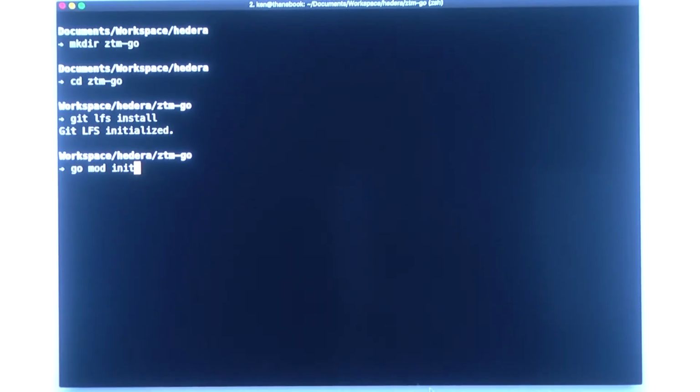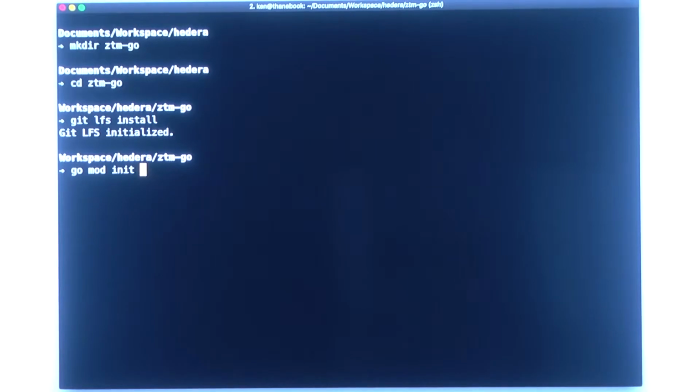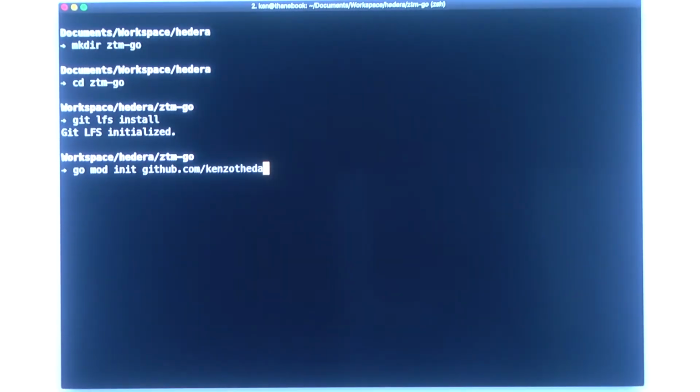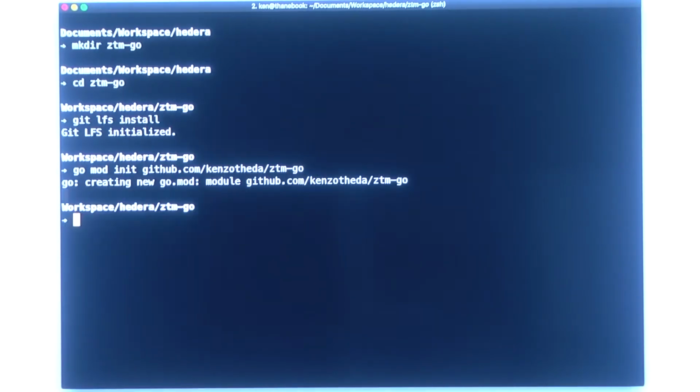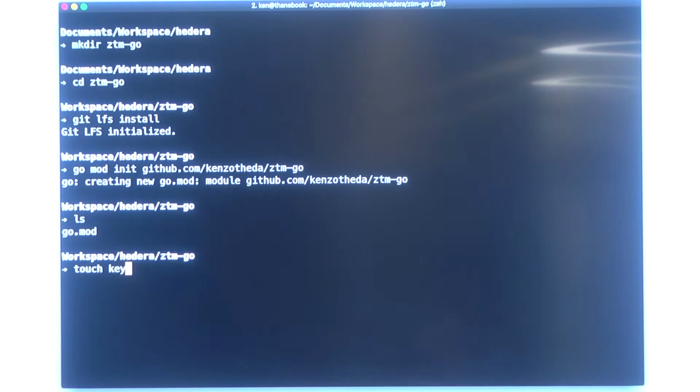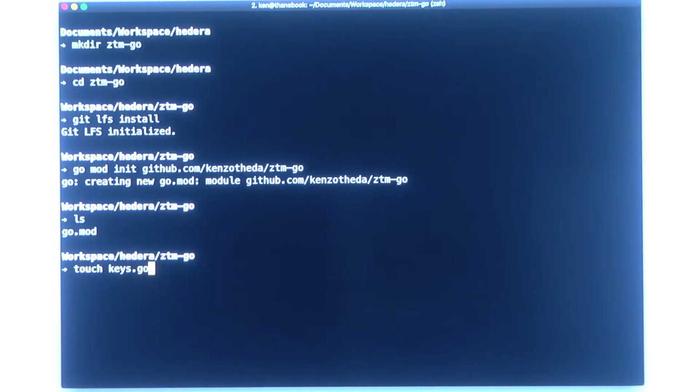And load this as a new module in Go. We do that by doing go mod init, and then you have to give it a GitHub name because that's how modules work in Go. I'm just making up a GitHub organization and calling it ZTM Go. That's fine. Mod still works with it. If you look in the directory, you can see that go.mod is the only thing there. And I'm going to add a file called keys.go so we can go ahead and create those keys.